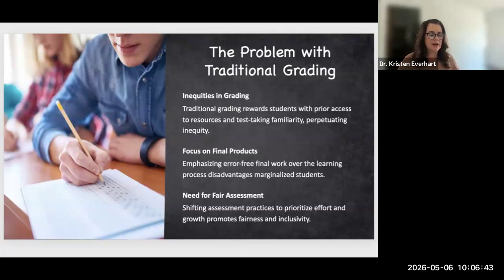And then calling out a need for fairer assessment. So shifting assessment practices to prioritize effort and growth. How are we honoring that growth? And how are we recognizing that everyone's coming in at a different starting point, right? That some have been disadvantaged in the past and they're going to need more support. They're not in the same place as some other students. So that's an issue that traditional grading practices aren't addressing.